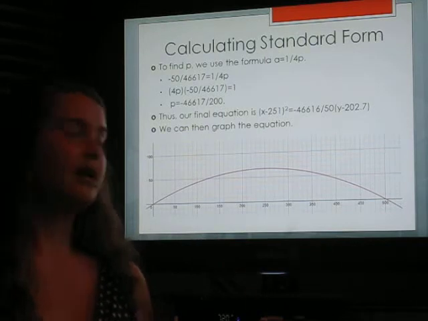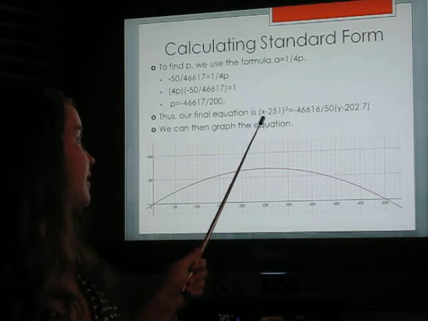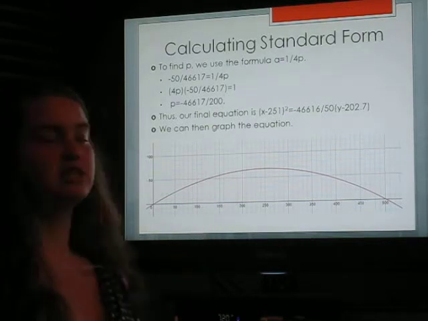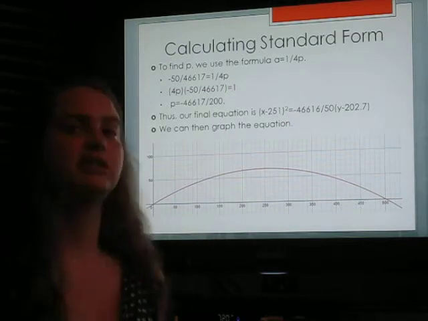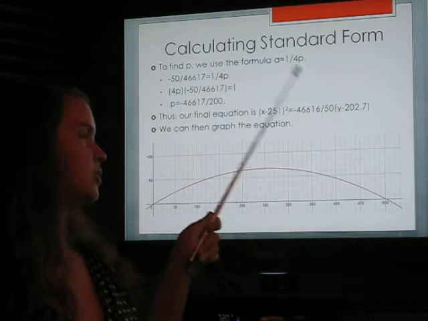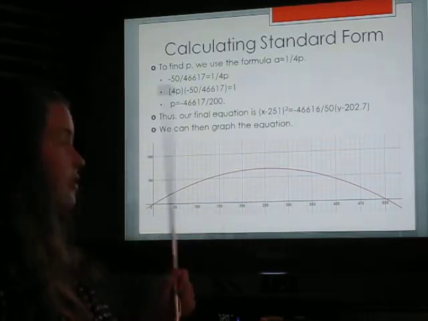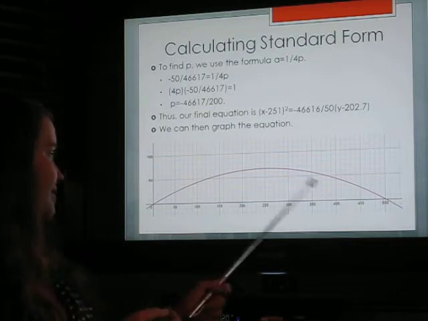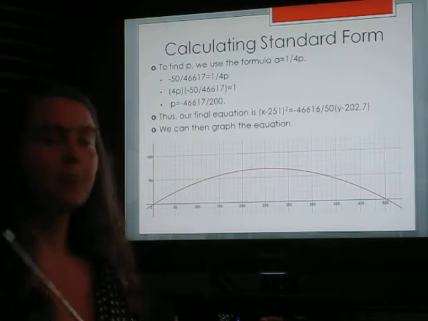So our final equation is x minus 251 squared, because this is representing the vertex, equals negative 46,616 divided by 50 times y minus 202.7, again representing the vertex. And then we can graph the equation, and this is the graph that we get. So this would represent the flight path of the ball.